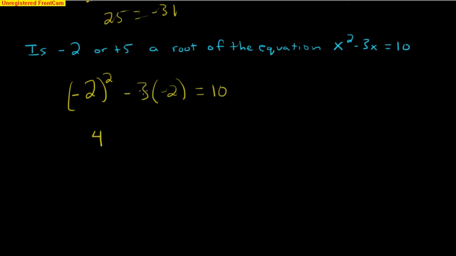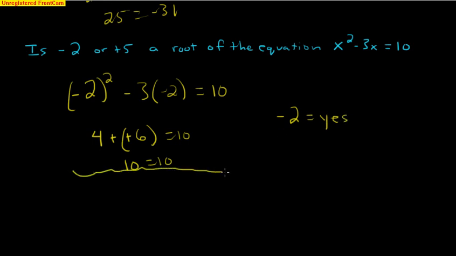And then one way of saying this, well, let's just keep it simple. Minus 3 times negative 2 is negative 6. And we know that 4 minus a negative 6 is the same thing as 4 plus 6. 10 equals 10, so we would say negative 2 is a root. Yes.